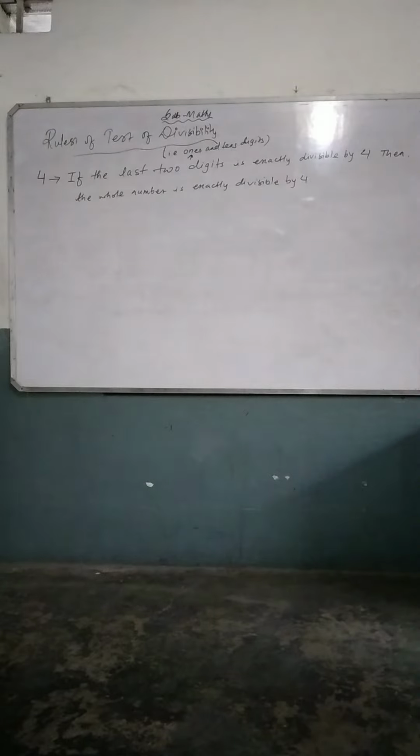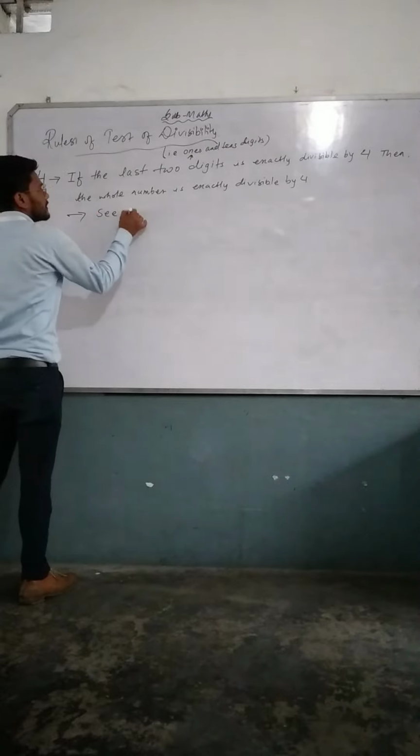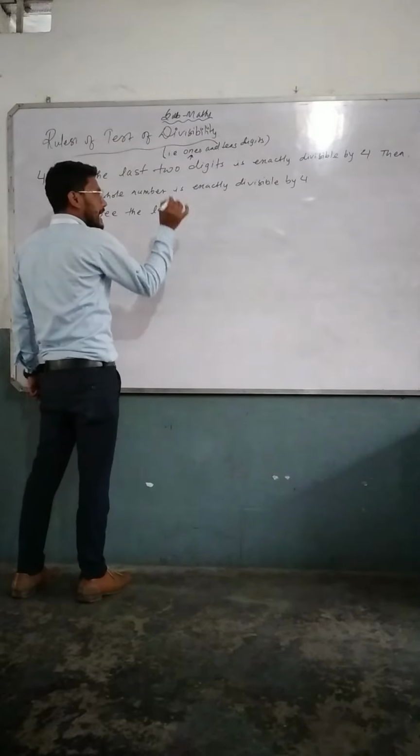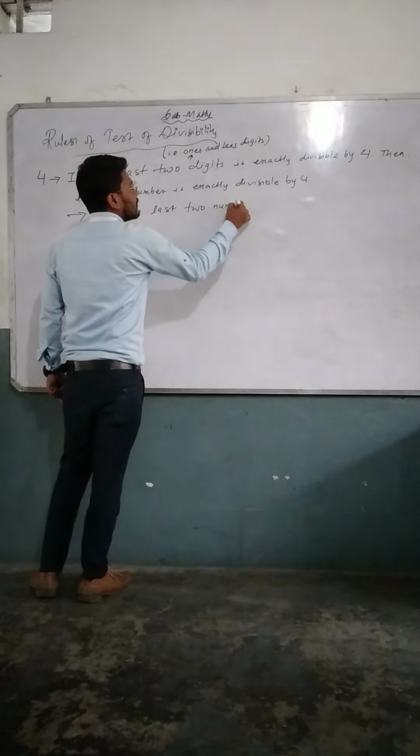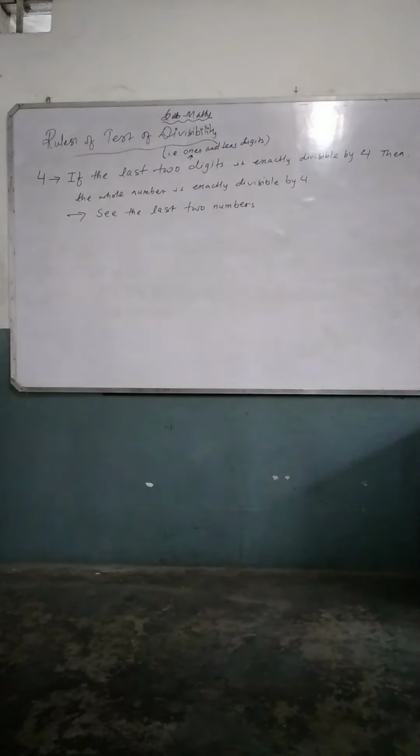To check whether the number is exactly divisible by 4 or not, first of all you have to see the last 2 numbers. You have to see the last 2 numbers. If those 2 numbers are exactly divisible by 4, then the whole number is exactly divisible by 4.